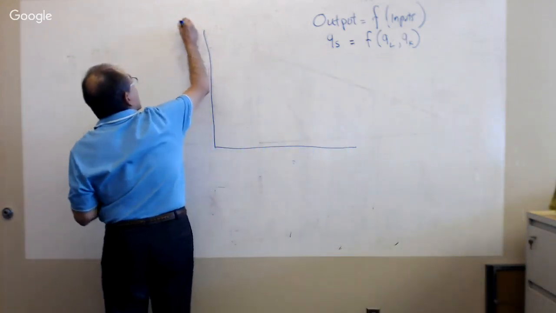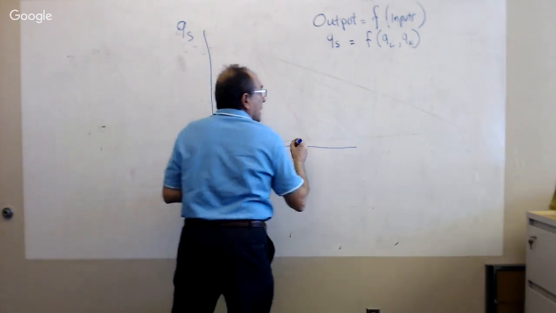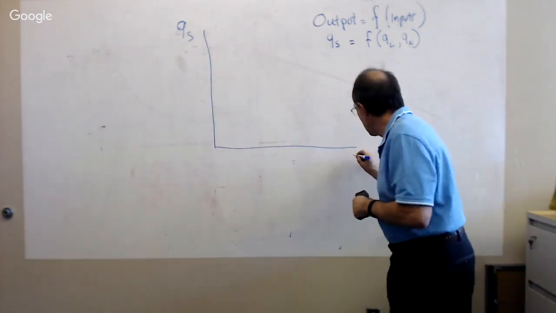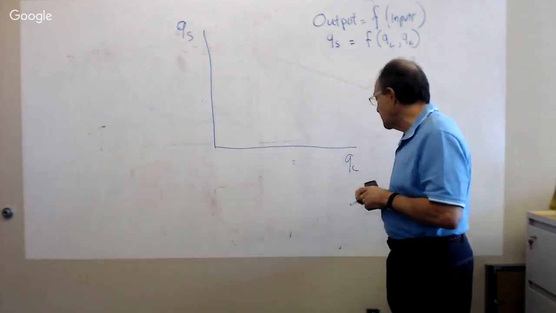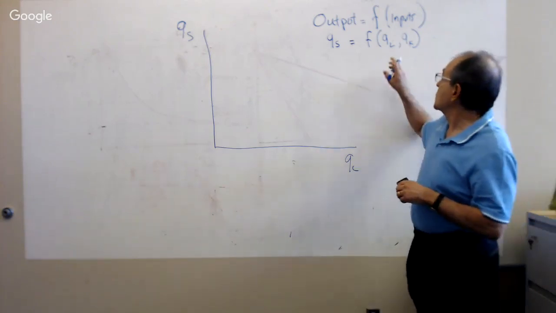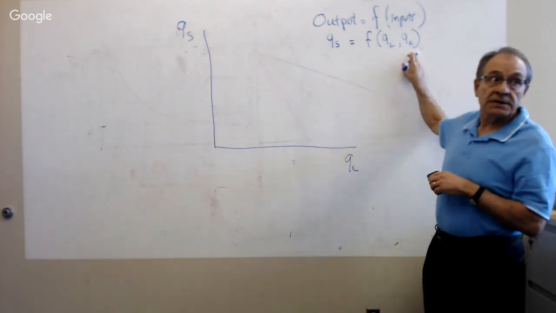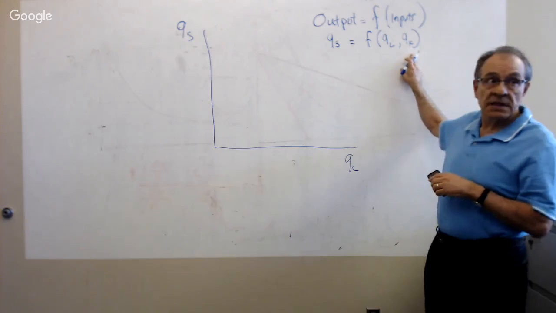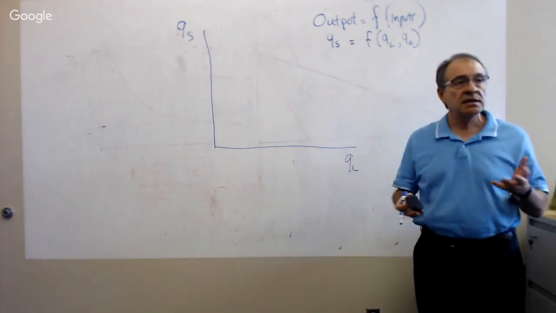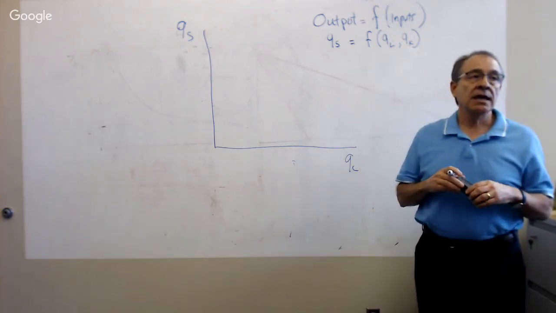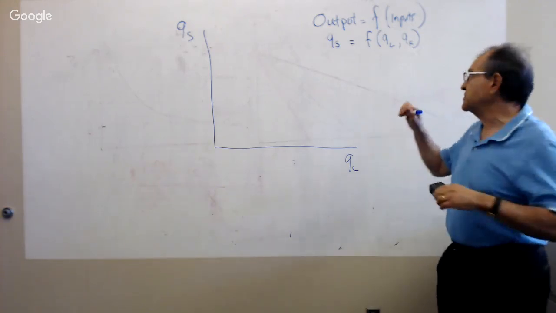Let's put the output of sugarcane over here, and we're going to vary the amount of labor, except we're going to keep the amount of capital fixed. So think about this as that we have a set amount of land and a set number of acres, and oh, excuse me, not land.